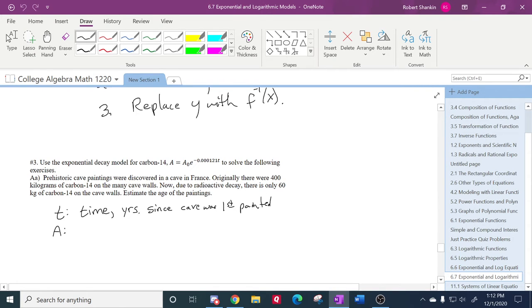Let me focus you on this. Originally, there were 400 kilograms of carbon-14 on the many cave walls. And then later, there's only 60 kilograms of carbon-14. The number of kilograms of carbon-14 on the cave wall seems to be changing. It seems to be going down. Originally, there was 400. Later on, there's only 60. So a brief description would be, anybody?